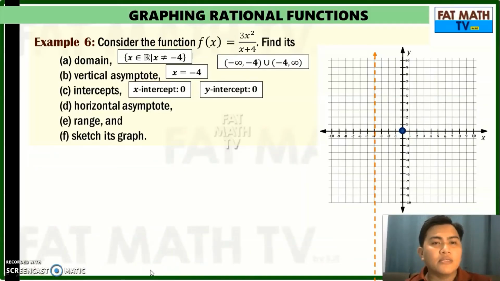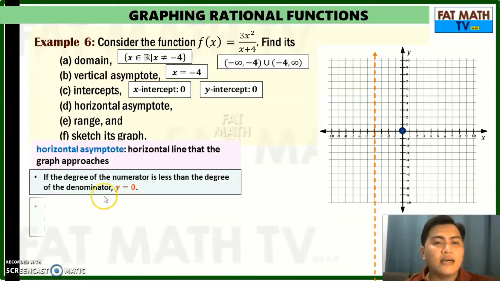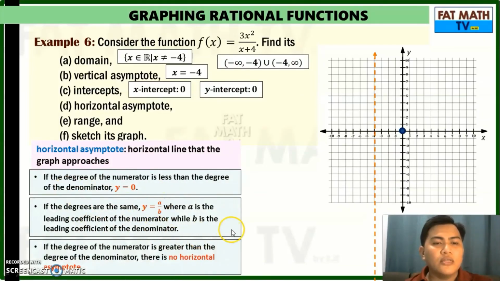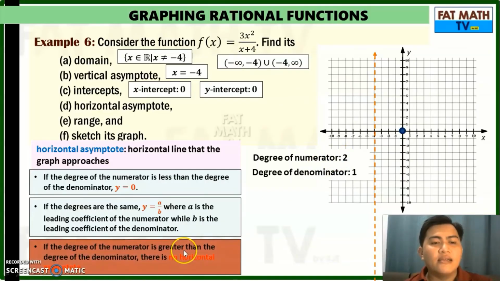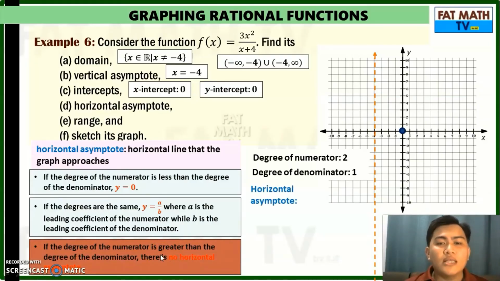Horizontal asymptote. For the horizontal asymptote, you have to look into the degrees of the numerator and denominator. This time, the degree of the numerator is 2. The degree of the denominator is 1. The degree of the numerator is greater than the degree of the denominator, so there is no horizontal asymptote. None. Okay?